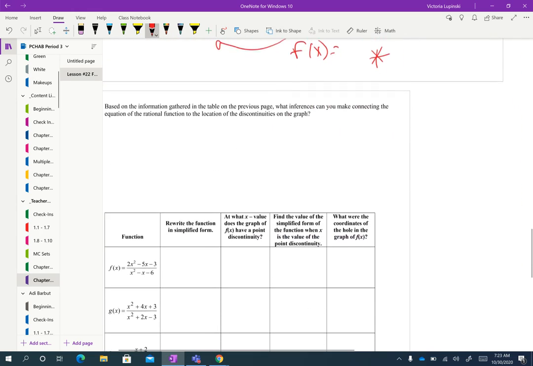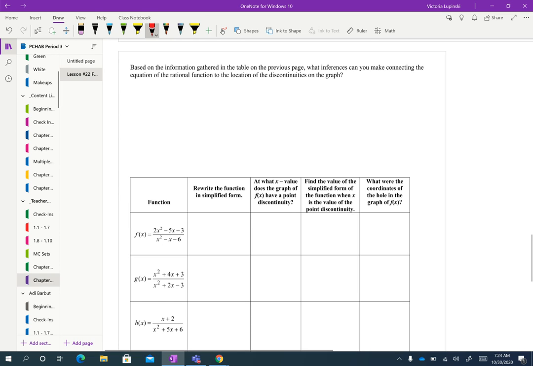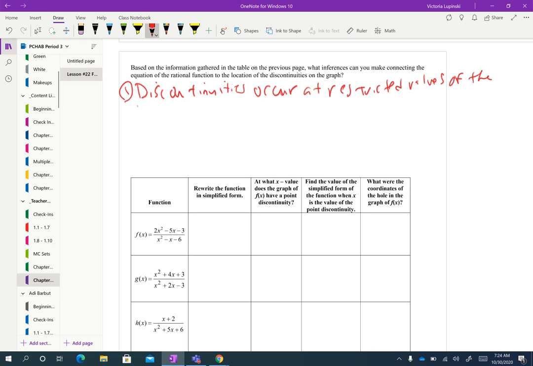So let's go ahead and take a look at the final page of our notes here. Notice we have another table, and then we also have some summaries that we're going to do. So at the top here, based on the information in the previous page, what can you say about the discontinuities? We're just going to go ahead and summarize everything that we found so far. So discontinuities occur at restricted values of the rational function.